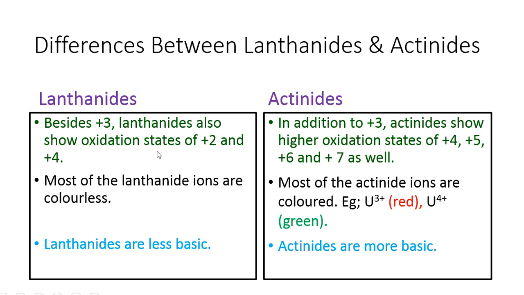The first major difference is in lanthanides, besides plus 3 oxidation state, lanthanides exhibit plus 2 and plus 4 oxidation states. While in actinides, along with plus 3 oxidation state, they can also show plus 4, plus 5, plus 6 and plus 7 oxidation states as well. Lanthanide ions are mostly colorless, while actinide ions are mostly colored. For example, uranium in its plus 3 oxidation state is red in color, and uranium in plus 4 oxidation state is green in color. Lanthanides are less basic while compared to actinides. Actinides are mostly basic in nature.